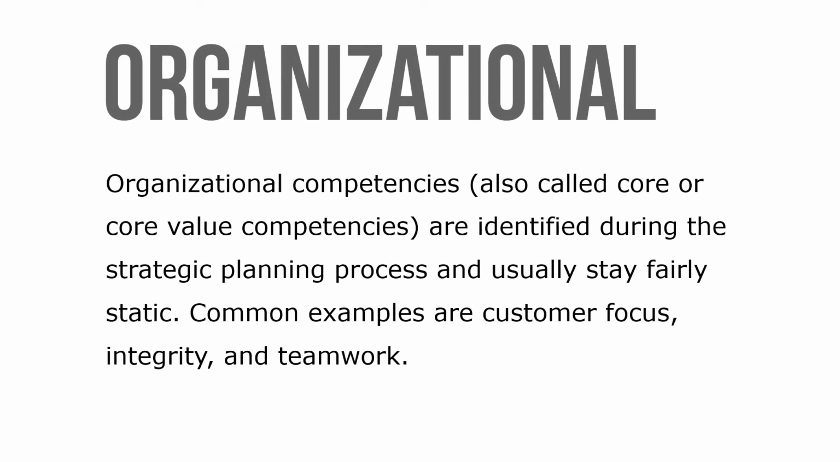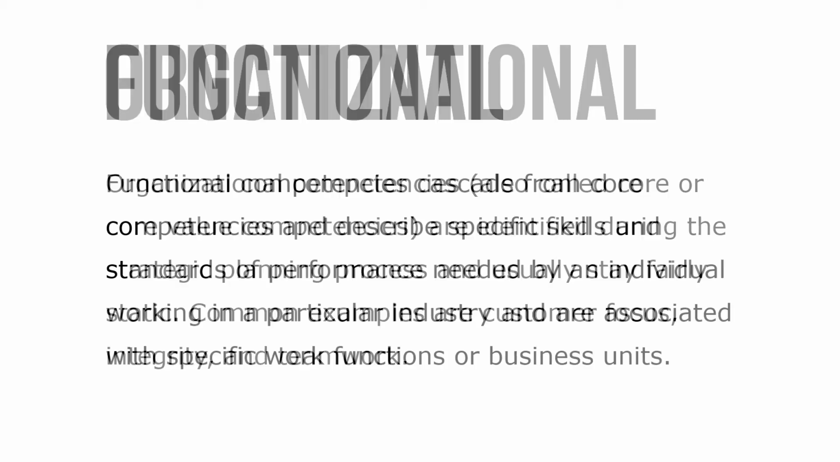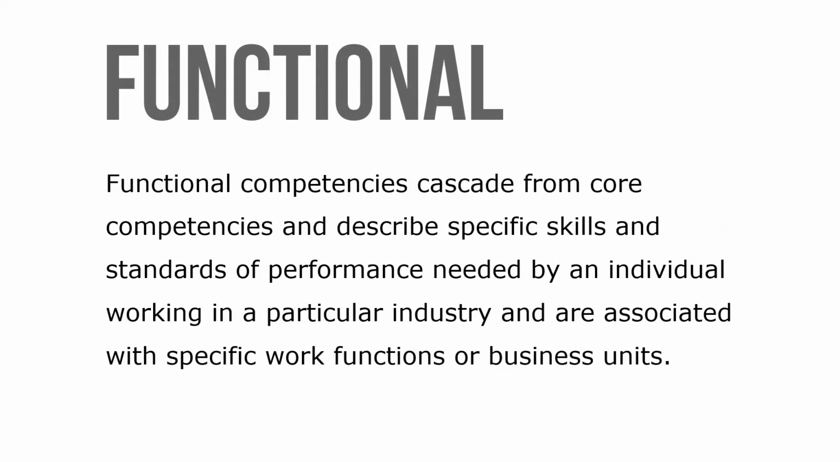Organizational competencies, also called core competencies or core value competencies, are identified at the strategic planning process and usually stay fairly static. Common examples are customer focus, integrity, and teamwork. Functional competencies cascade from core competencies and describe specific skills and standards of performance needed by an individual working in a particular industry and are associated with specific work functions or business units.